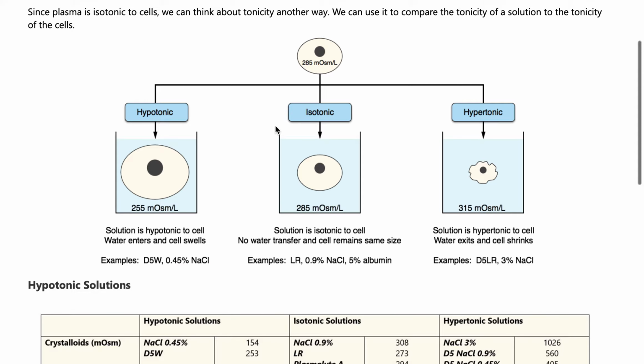In the middle, you have isotonic, so the fluid around it is the same, it's 285. Since the solution is isotonic to the cells, no water transfers and the cell remains the same exact size, as you can see.